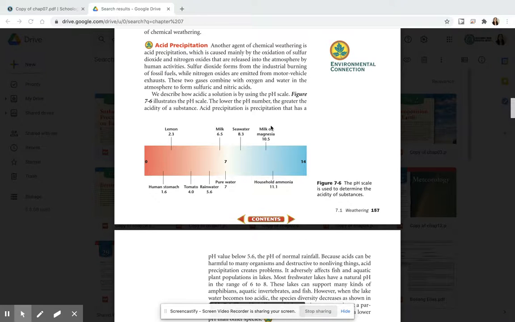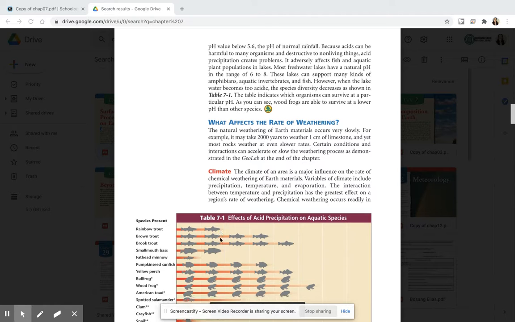We describe how acidic a solution is by using the pH scale. Figure 7.6 illustrates the pH scale. The lower the pH number, the greater the acidity of a substance. Acid precipitation is precipitation that has a pH value below 5.6, the pH of normal rainfall.